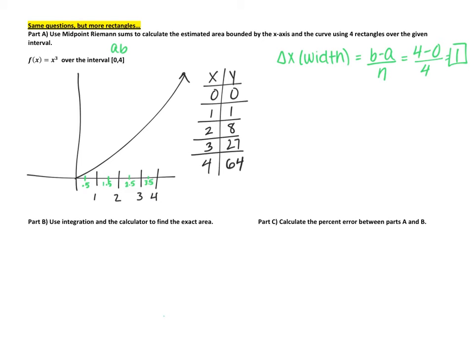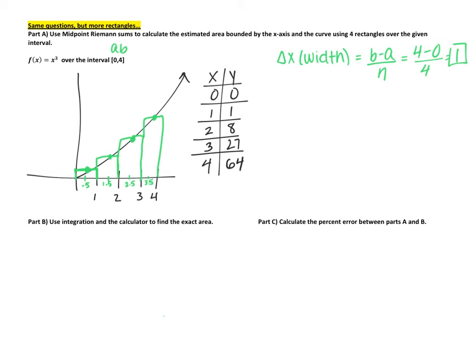So what would be ideal is first let's draw the pictures, and then we can get the heights. If we're using the middle of this interval, it's 0.5. We're going to go up to the curve and then left and right, and then down. Then with the 1.5, we go up to the curve and then down. At the 2.5, we go up to the curve and down. And at the 3.5, we go up to the curve and down.